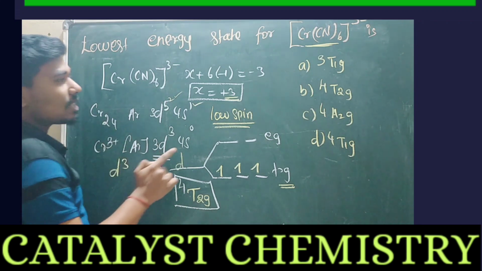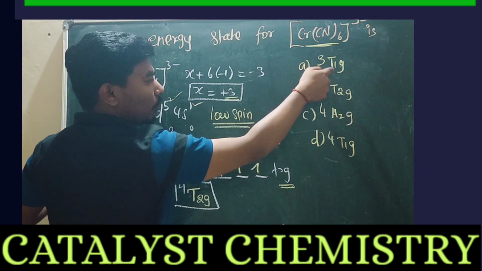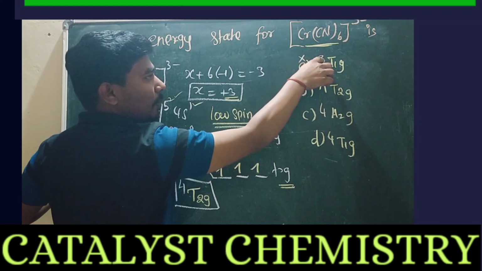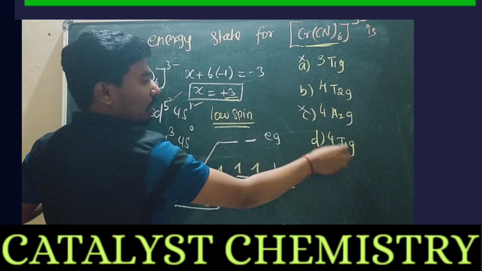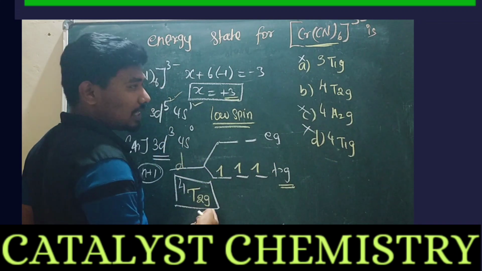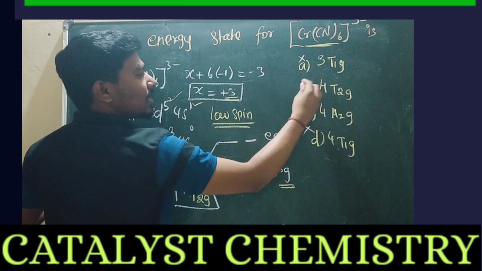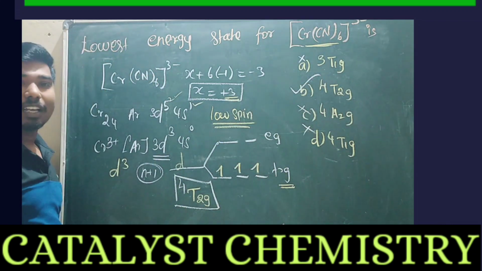So the answer here is 4 and 4. In option A the spin multiplicity is not 4, it is 3. So it is not 4A2g, not 4T1g, it is T2g. So 4T2g is the correct answer. So option B is the correct answer.